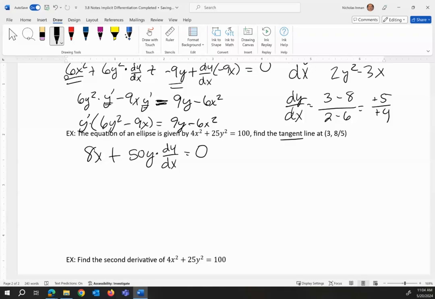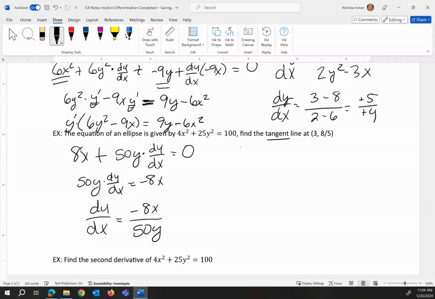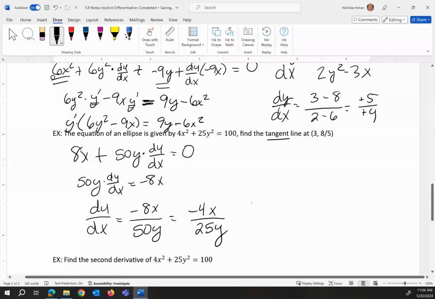We get that dy dx by itself, just have to move the 8x over, and then divide by that 50y. We can reduce. 4 goes into both of those. 4 does not go into 50. What am I talking about? 2 goes into both of those. And we've got our slope.